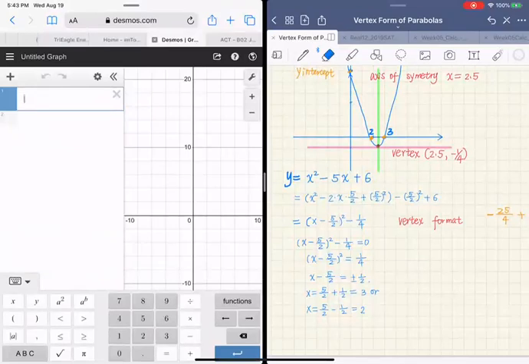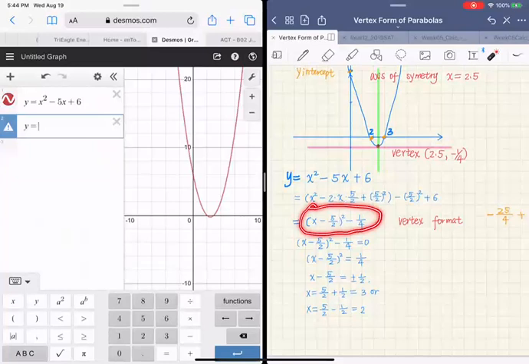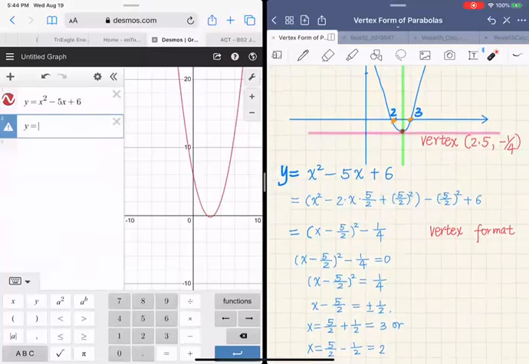Let's type in y equals x squared minus 5x plus 6. That's your first function, right? Did you both type this in your website already? Yes. Good job. Next, would you please type in y equals this?